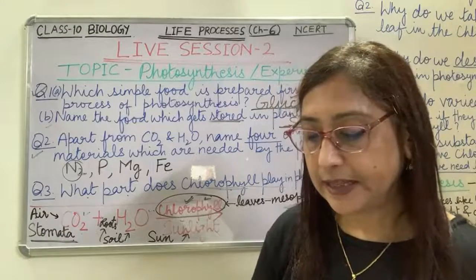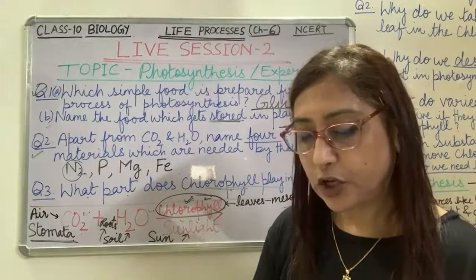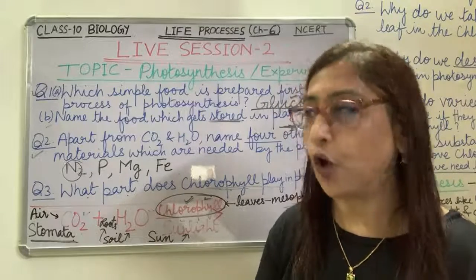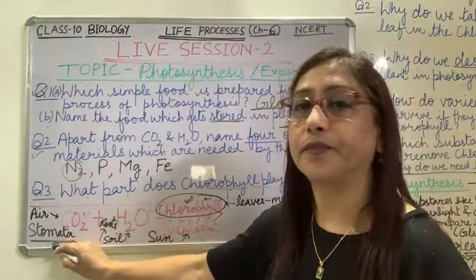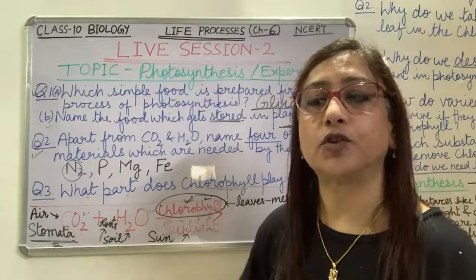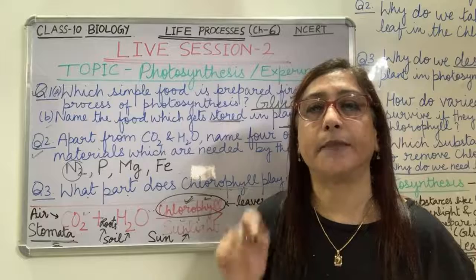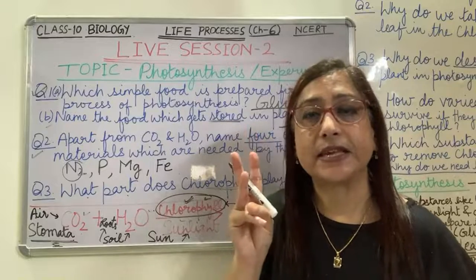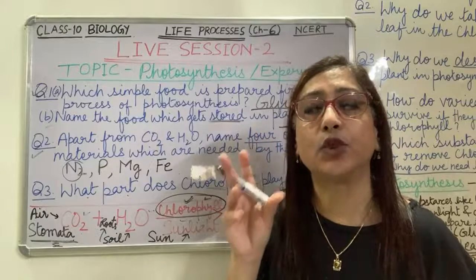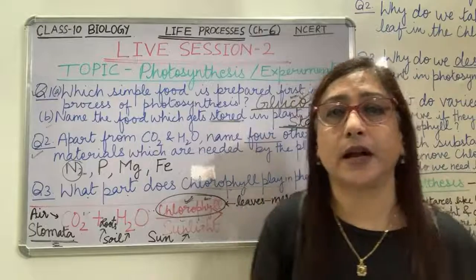Name the cells in the leaf of a plant which control the opening and closing of stomata. I told you children what stomata is. You know that each stomata is guarded by 2 cells. What are those 2 cells known as? Can you write in the comment box?